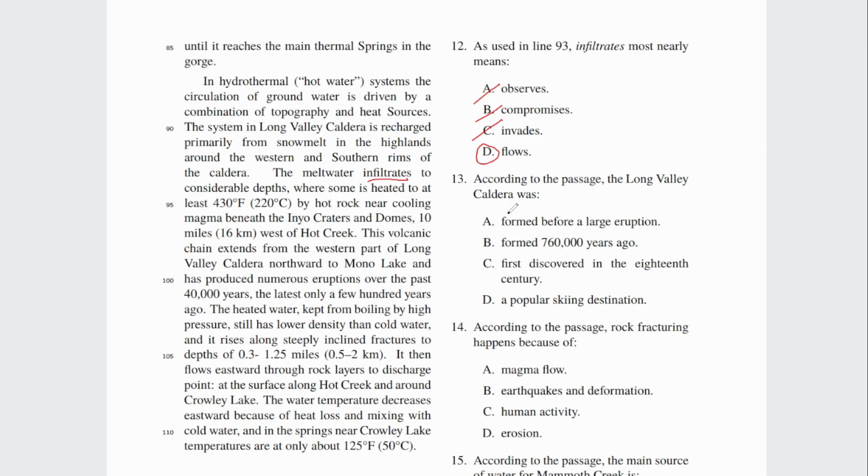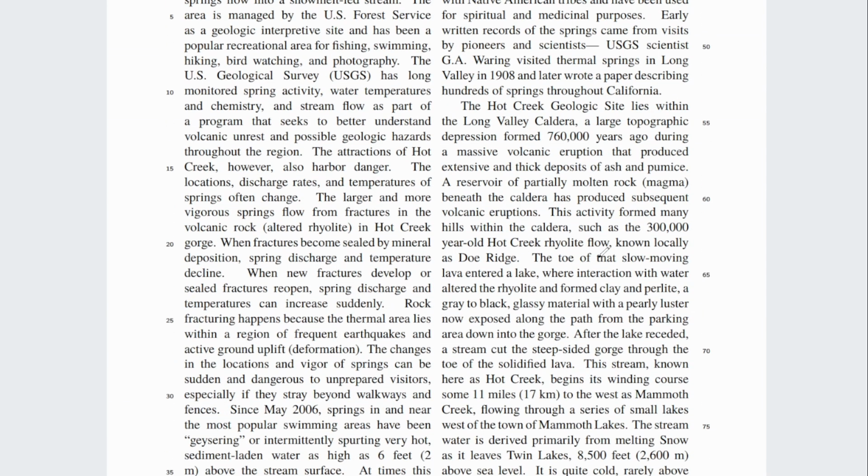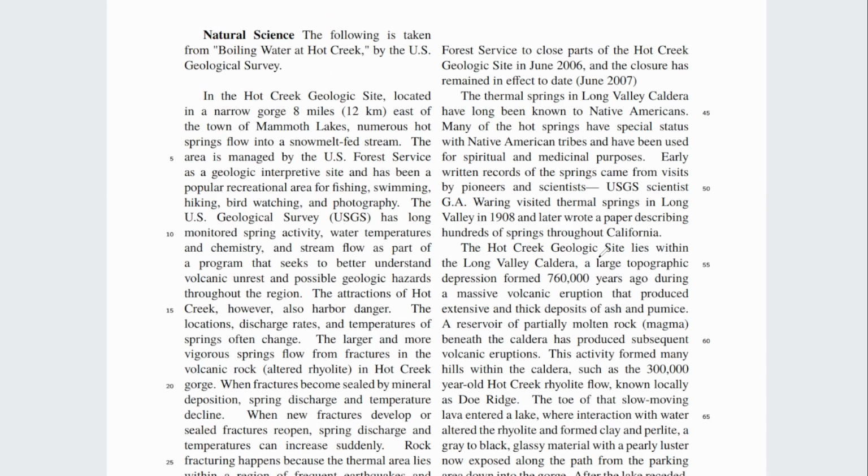According to the passage, Long Valley caldera was what? Was it formed before a large eruption, formed 760,000 years ago, first formed in the 18th century, or a popular skiing destination? Well, for one thing, I think that we can eliminate answer choice C, because I remember that it's long been known to Native American tribes, which I think goes well before the 18th century. Being formed 760,000 years ago seems right. Let's see when that number came up. I do remember there being a 760,000. Aha. And again, we see this right here, 760,000 years ago.